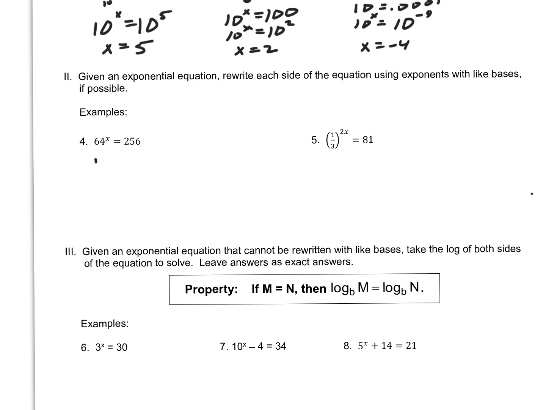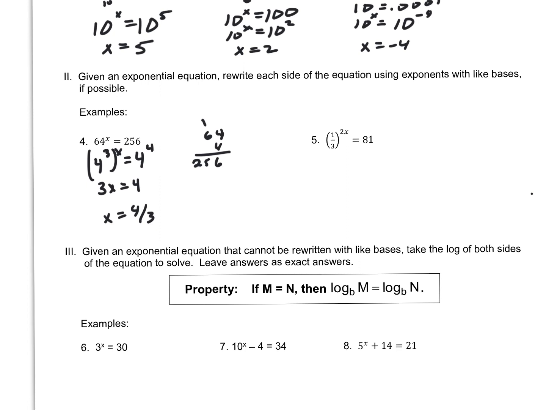So I recognize that 64 is 4 to the 3rd, and then I raise it to the x power. Can I get 256 to be a bunch of 4s as well? So let's see. I know that 64 times 4 is 256. So this one over here is 4 to the 4th. So what does that mean? 3x equals 4. Oh, so what does that make x? 4/3.